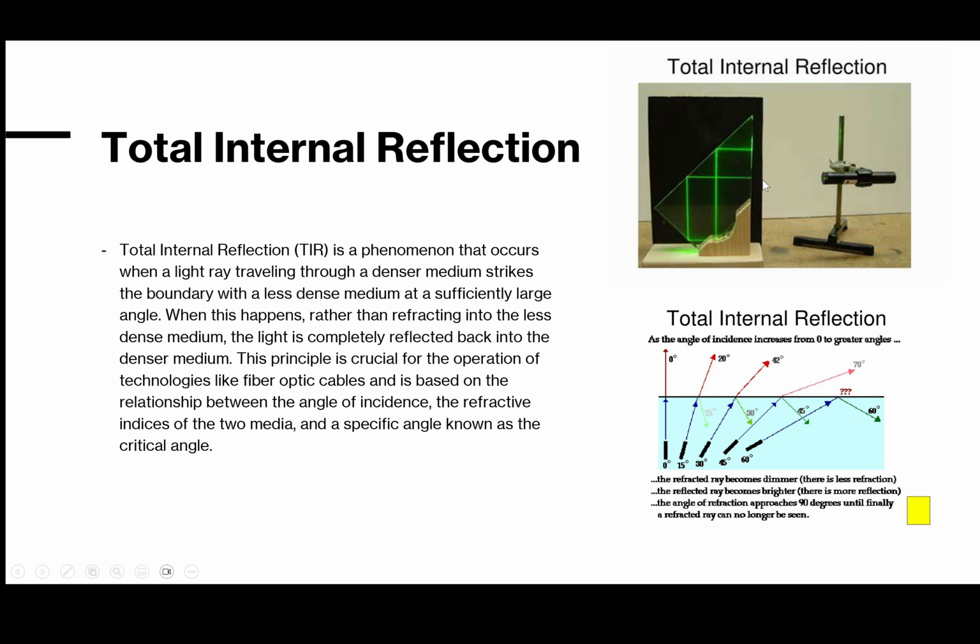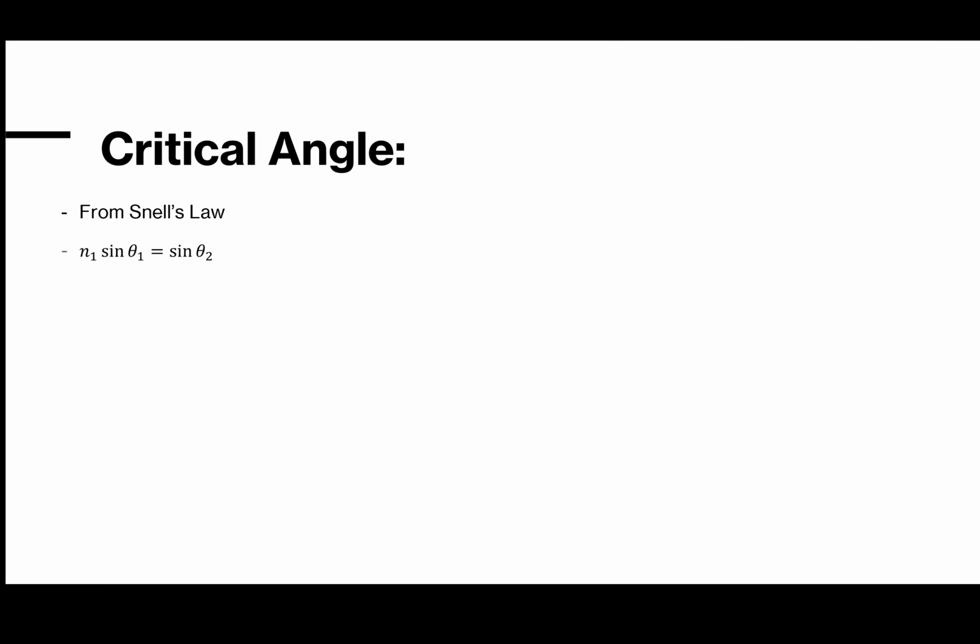From Snell's law, we have this rearrangement, where we just multiplied both sides by n1 and we end up with n1 sine of the first angle equals n2 sine of the second angle. And the critical angle, so we're not looking at the second medium, we're focusing on the first medium alone. The critical angle theta c occurs when the angle of refraction theta 2 becomes 90. So let's assume theta 2 to be 90.